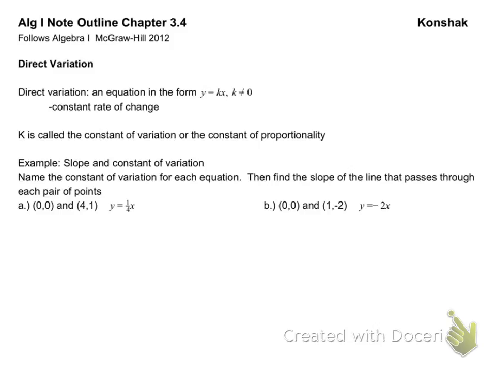So let's go into some examples of slope and constant of variation. For this example, I want you to name the constant of variation for each equation. And then I want you to find the slope of the line that passes through each pair of points. I'll do part A together. Part B you guys will do on your own before we come together.